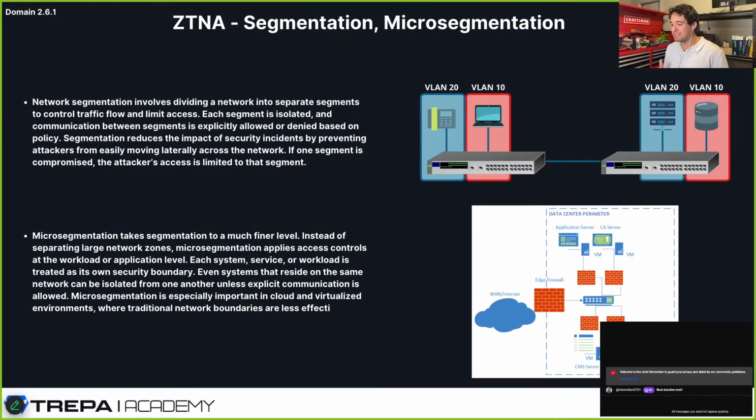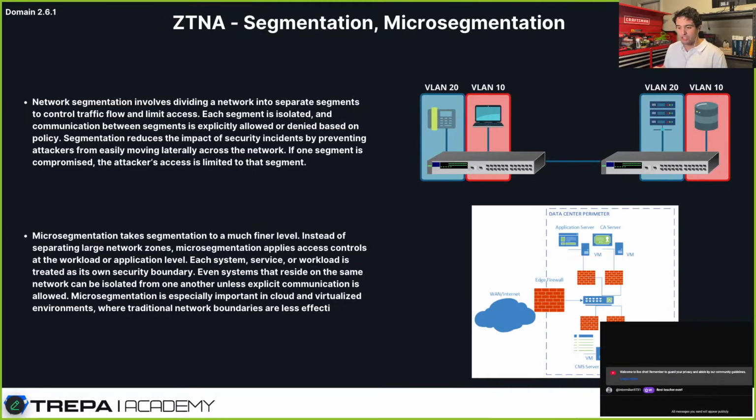Now, micro-segmentation is more east to west filtering in the cloud. That's where we may have these microservices. You may have something like VXLAN maybe in the data center, where you're geographically dispersed and still extending that layer 2, and we do what's called micro-segmentation. So this takes segmentation to a much finer level.